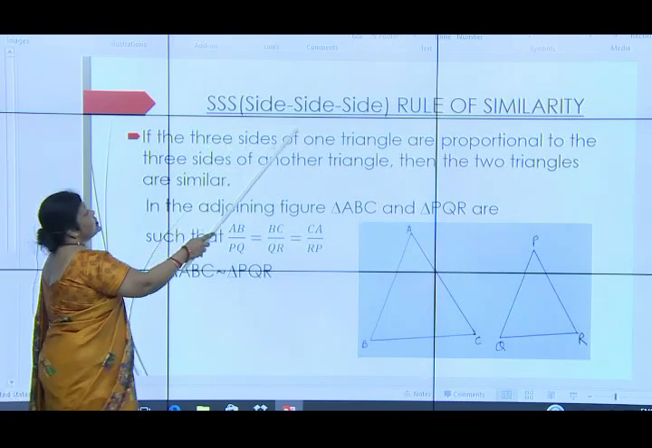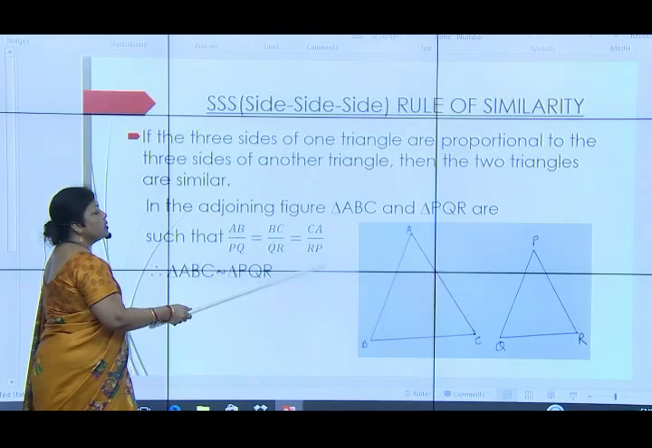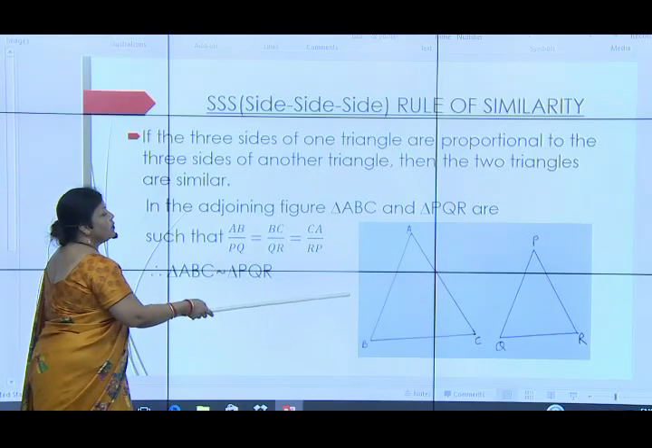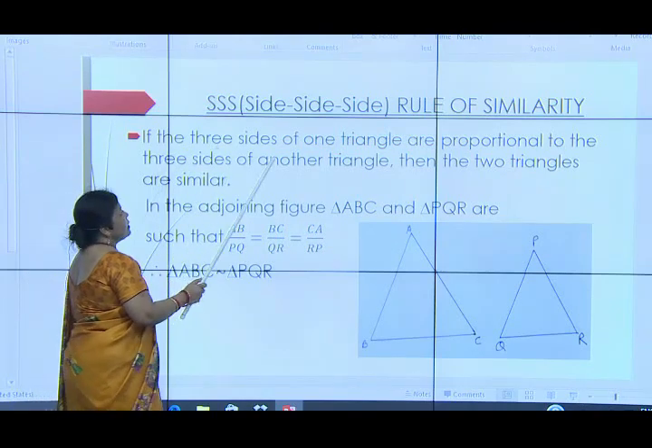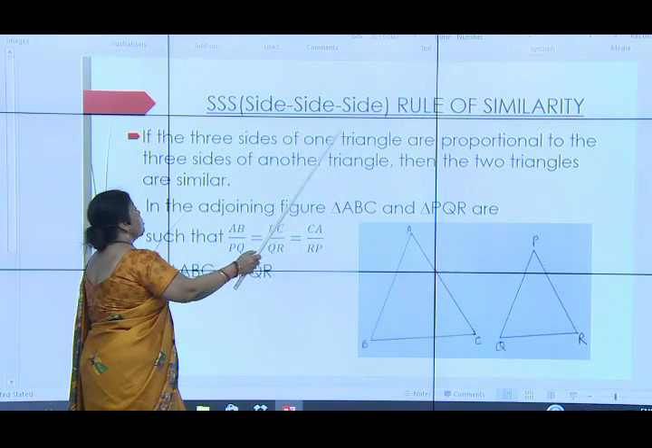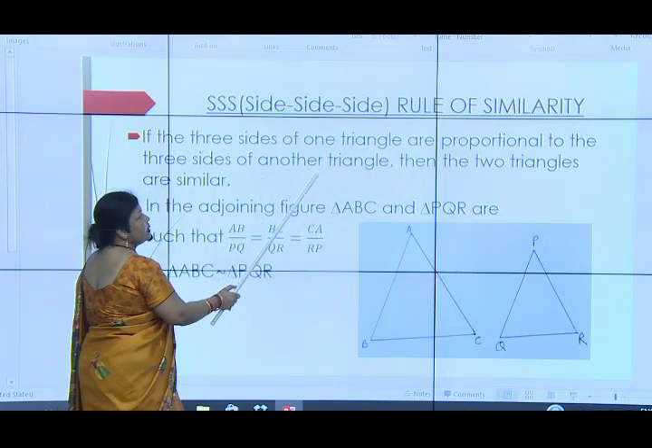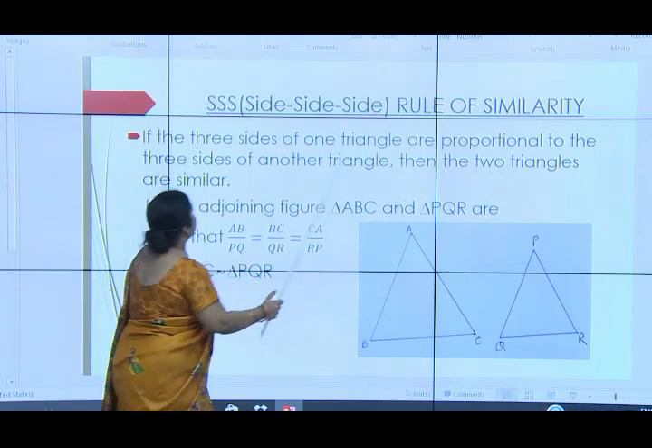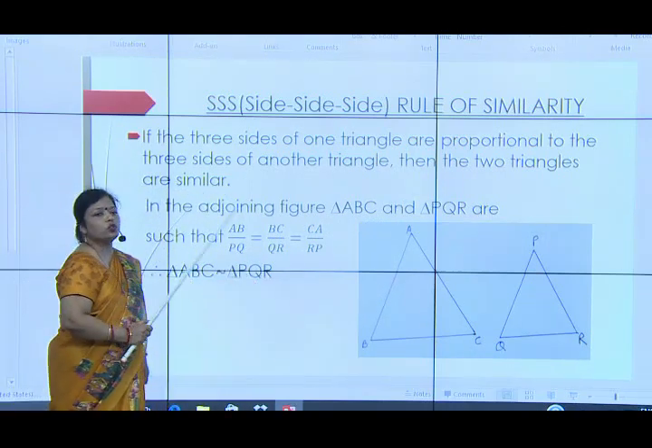SSS, the side side side rule for similarity. Now in this case we are not given any angle, only the sides. So if the three sides of one triangle are proportional, children, not equal, proportional to the three sides of another triangle, then the two triangles are similar. Proportional means their ratios should be the same.